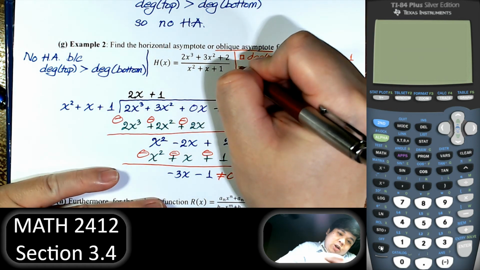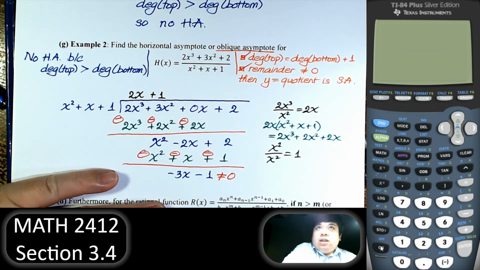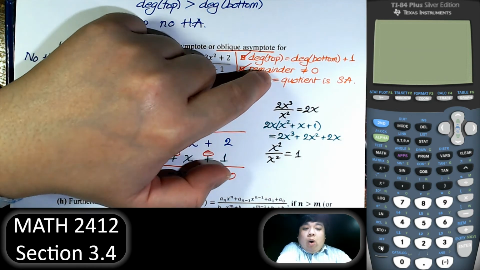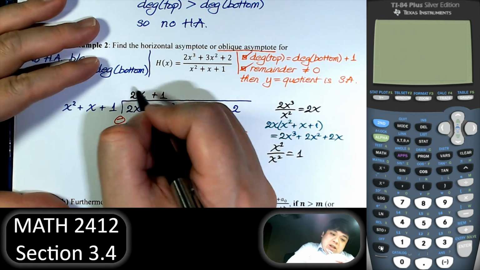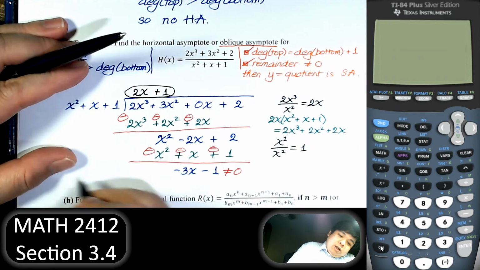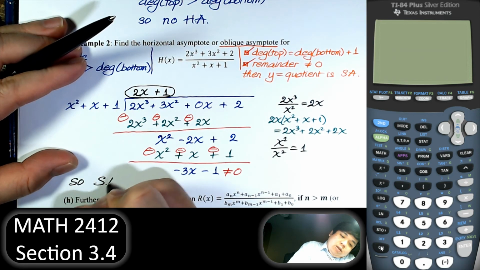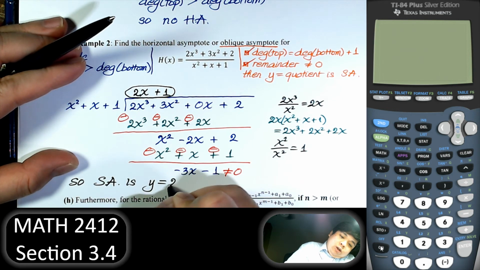So that checks. By the way, the degree on top is 1 more than the bottom, so that also checks. When both of them check, y equal to the quotient is the slant asymptote. So in this case, the slant asymptote, or the oblique asymptote, is y equal to 2x plus 1.